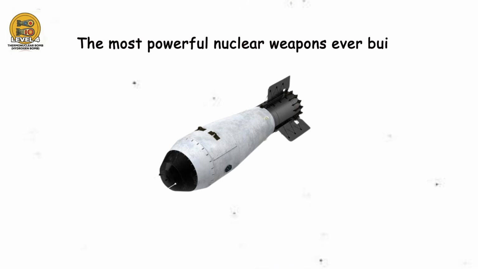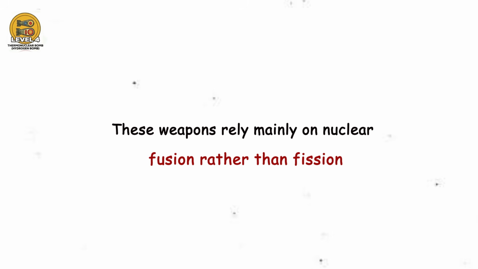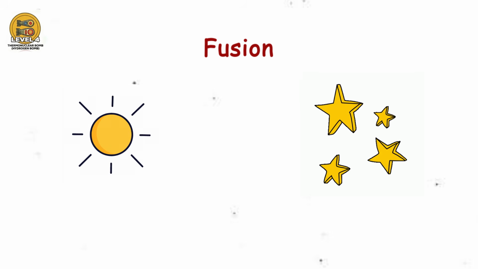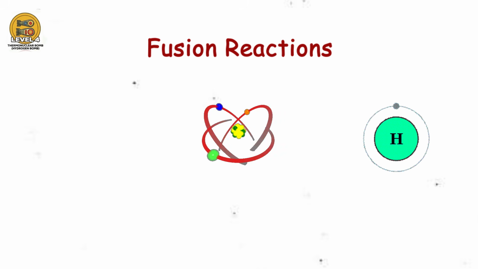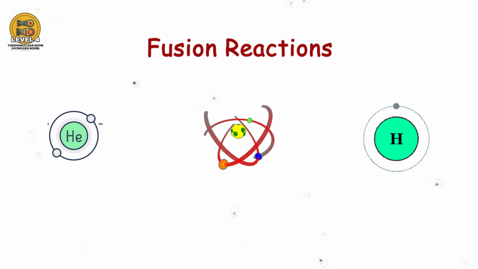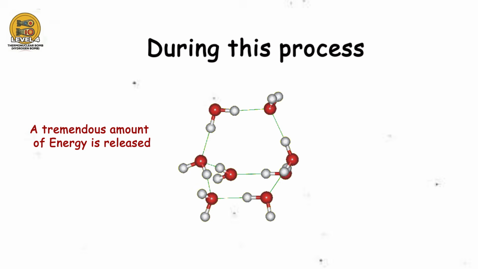The most powerful nuclear weapons ever built belong to a category known as thermonuclear bombs, commonly called hydrogen bombs. These weapons rely mainly on nuclear fusion rather than fission. Fusion is the same process that powers the sun and other stars. In fusion reactions, light atoms, usually forms of hydrogen, combine under extreme pressure and temperature to form heavier atoms, such as helium. During this process, a tremendous amount of energy is released.